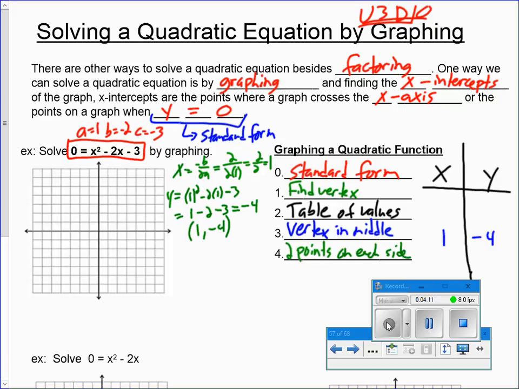Going back from 1, we would have 0, negative 1. Going up, we would have 2, and then 3. Sometimes you'll need more than that. Sometimes you won't even need that many. Now the rest of this is just filling out the table of values. To find all these different y values, we're going to use the function that comes from that equation: x squared minus 2x minus 3.